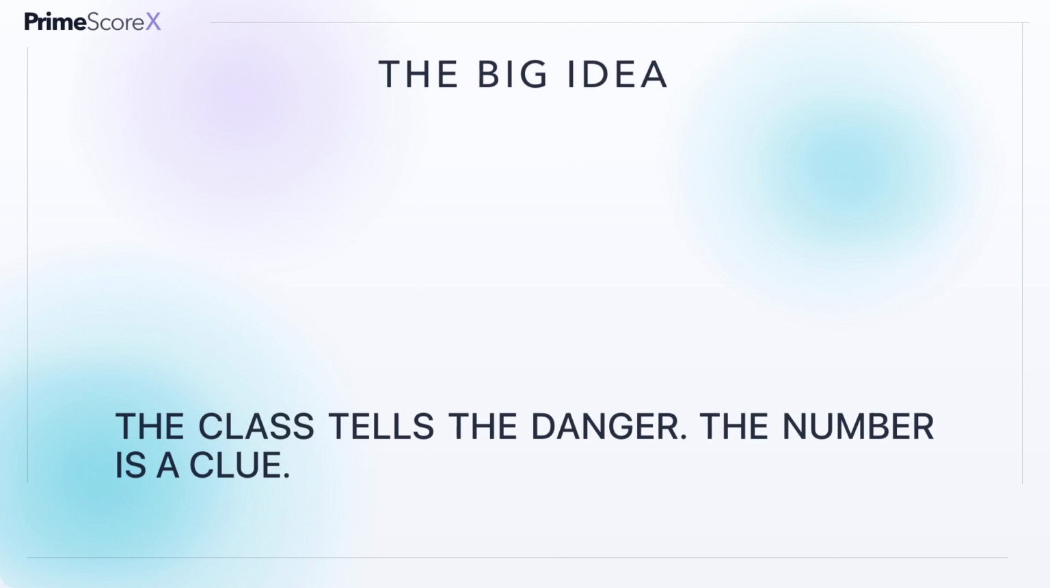Class 1 is explosives. Class 2 is gases. Class 3 is flammable liquids. Class 4 covers flammable solids and similar reactive materials. Class 5 covers oxidizers and organic peroxides. Class 6 covers poisonous and infectious substances. Class 7 is radioactive material. Class 8 is corrosive material. Class 9 covers miscellaneous hazardous materials.